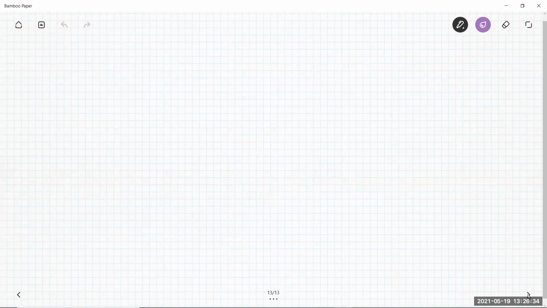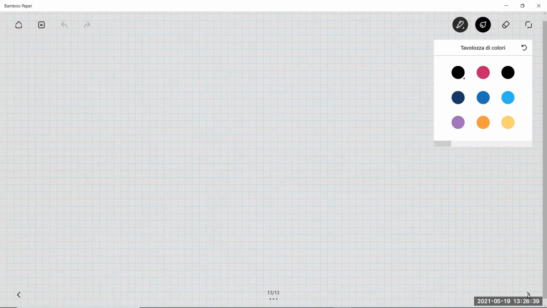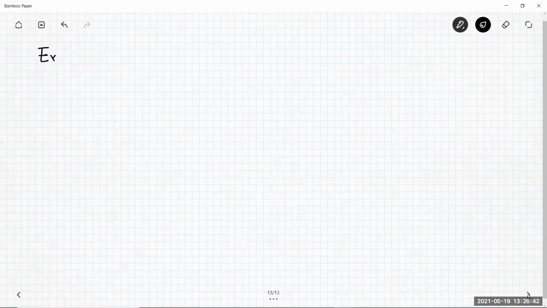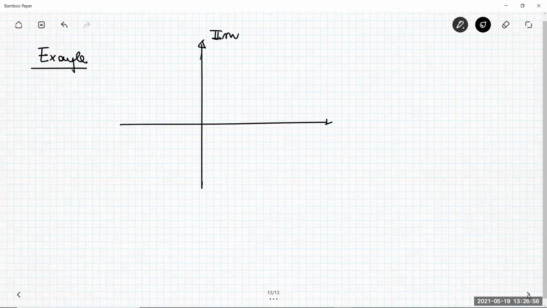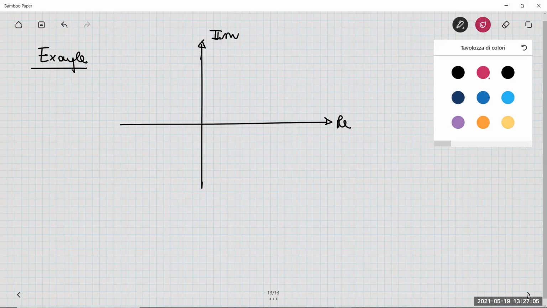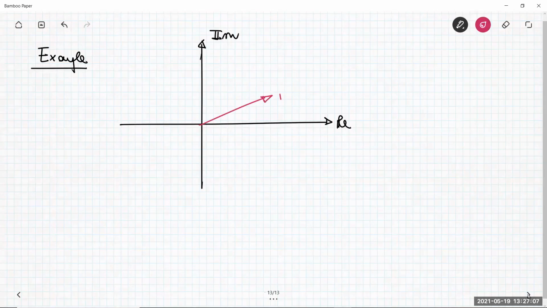Let's consider an example just to give you an overview of what happens. Let me redraw the complex plane and consider just the first sector, so V1, which is 1, 0, 0, and V2.